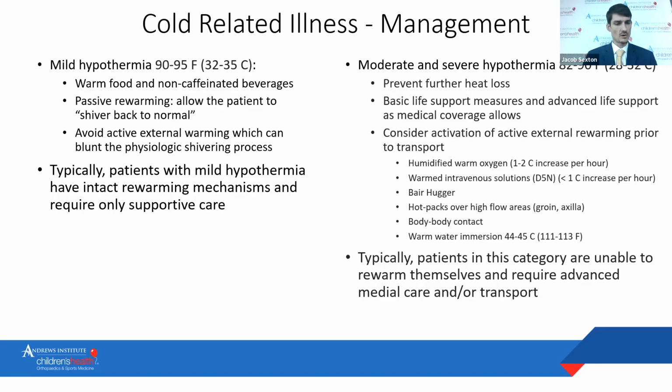Another consideration would be warmed intravenous solution, so D5 normal saline. And the reason you want the dextrose is to help improve and restore some of those glycogen and glucose stores that have been lost during the hypothermia exposure. You can also consider external warming, such as Bair Huggers, hot packs over high-yield areas, so your groin, your axilla, body-to-body contact, and then finally warm water immersion. And then making sure your warm water is not too hot. 110 to 113 degrees is appropriate. But typically, if you get to the moderate severe phase where you have stupor, ataxia, focal neurological findings in that time, they're typically unable to rewarm themselves, and they do require advanced medical care and transport.